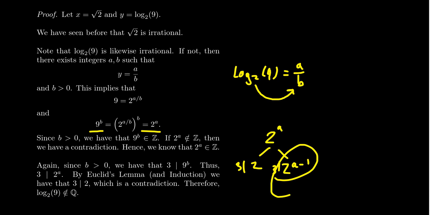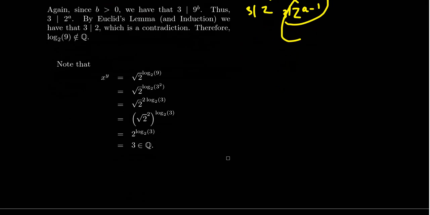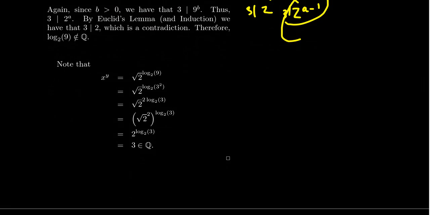Okay, so we got that little lemma taken care of. Now let's get back to the heart of it. We have two irrational numbers, x, which is the square root of 2, and y, which is the log base 2 of 9. Okay, so now let's look at their exponents. Very simple calculation here. Take x to the y.